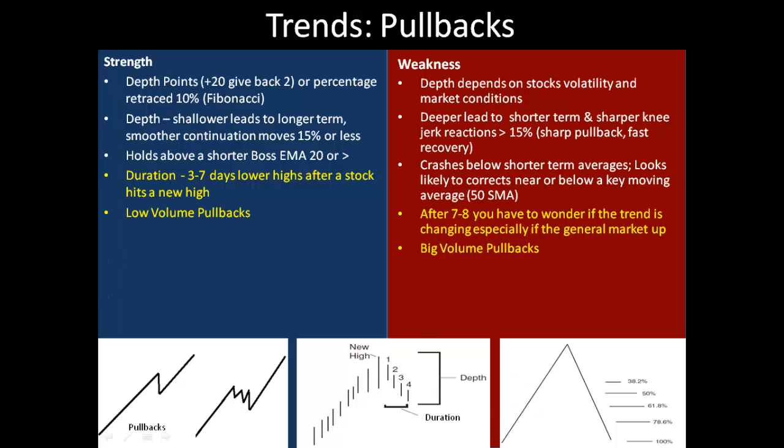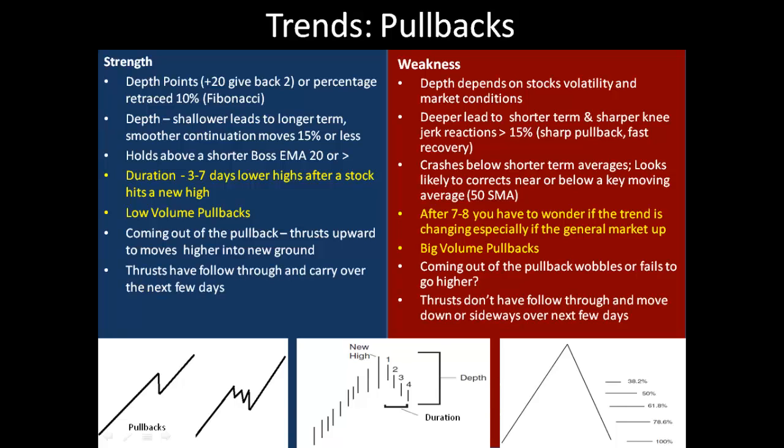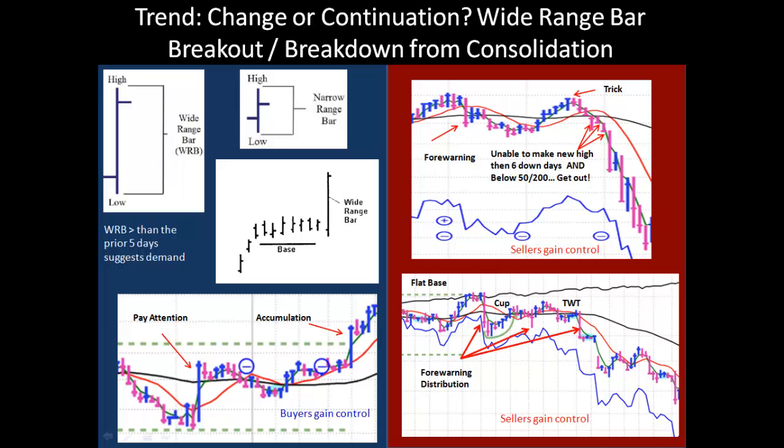On pullbacks, we like to see low volume. If we see big volume, that's a definite sign of weakness. And when they finally come out of the pullback, we like to see a big upward thrust and have it move into new highs or new high ground and have some follow through. If you're coming out of a pullback and it kind of wobbles or fails to go higher and just kind of meanders sideways and maybe crumbles back down a little bit, that is not a sign of strength. That's a sign that perhaps the trend for this particular stock is getting ready to make a serious downturn. So it's important to have follow through or carry over the next few days. If you don't see that, your stock could be getting ready to go sideways or come down.